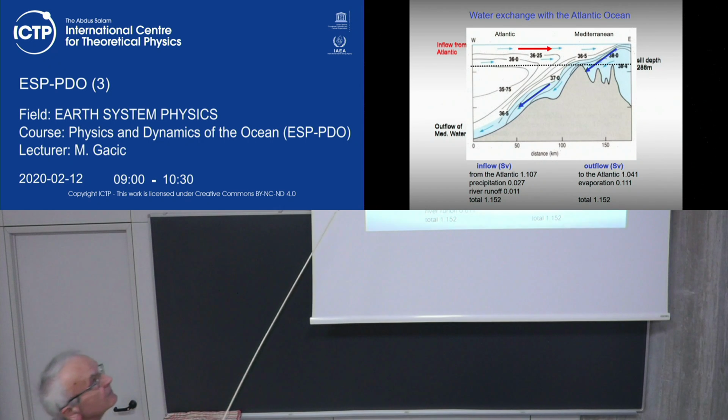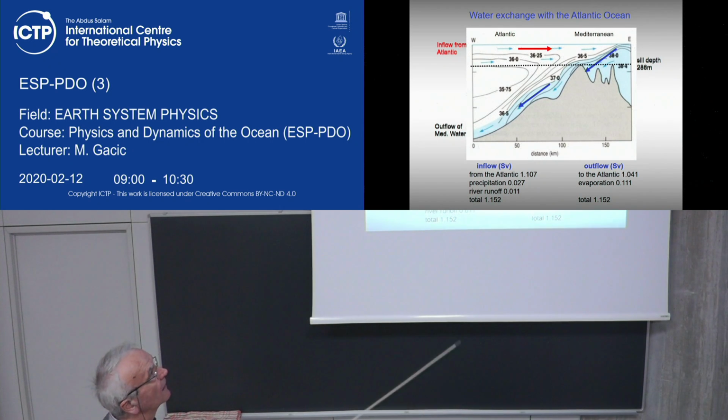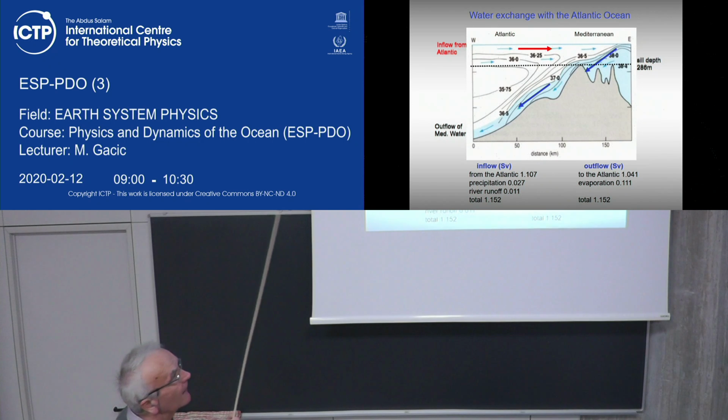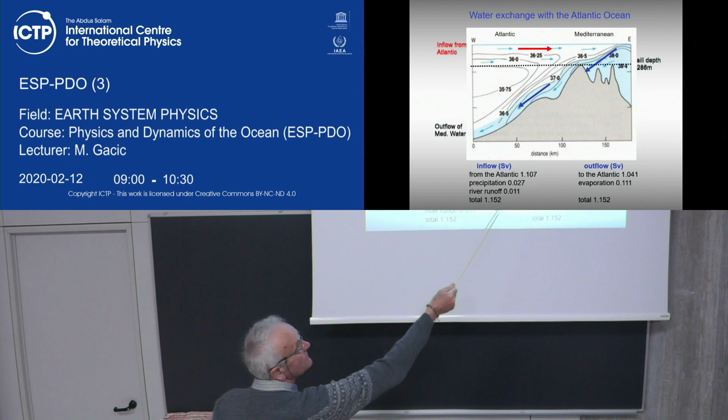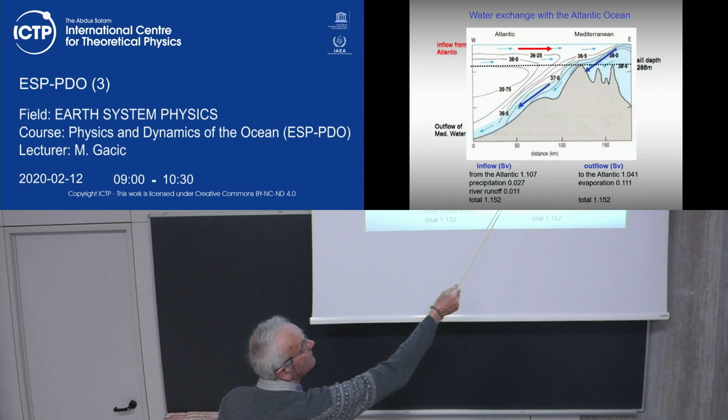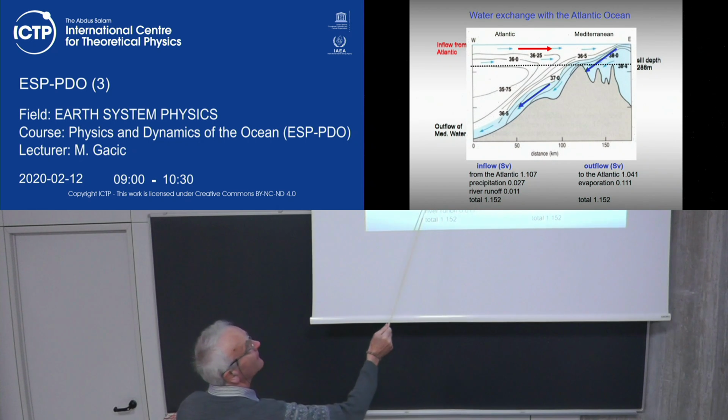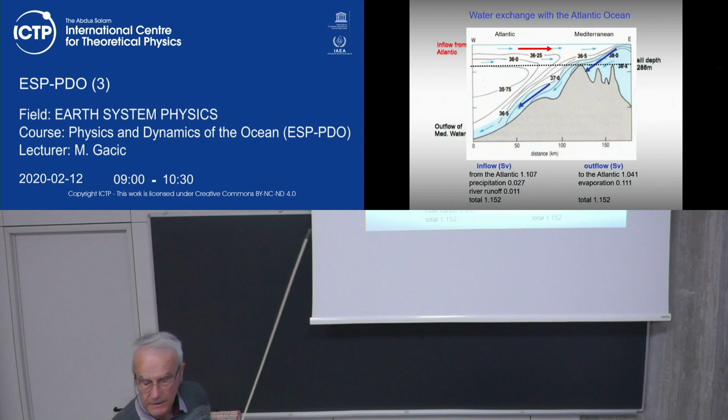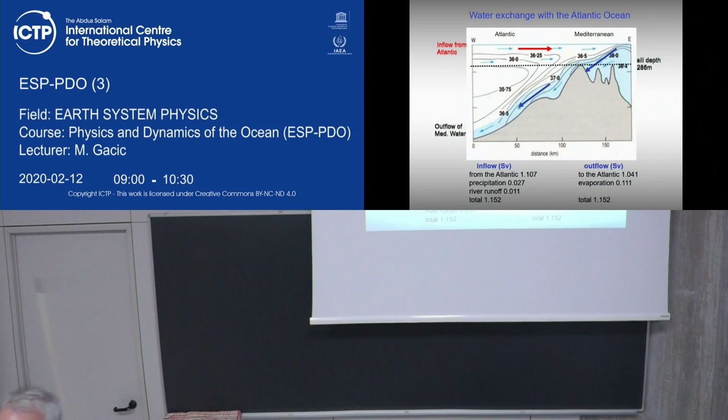On the other hand, obviously, you have the Atlantic water which enters the Mediterranean, and you can see these differences in salinity. This is 38.4, 38.0, the Mediterranean water, while the Atlantic water is 36 or 35.75. So these are the differences in salinity, which have been created by evaporation being stronger than precipitation.